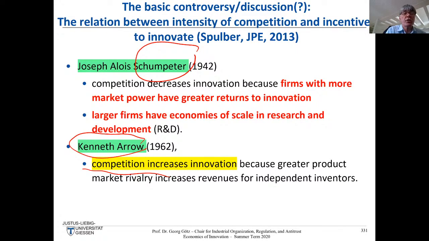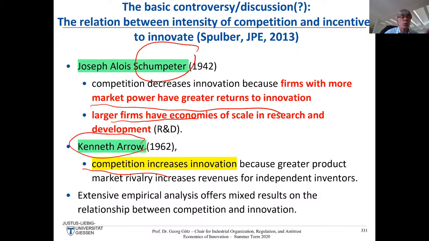Schumpeter is the argument that market power might be good because it gives you greater returns to innovation, and at the same time typically goes hand in hand with firm size, and larger firms have economies of scale in research and development. And so what we have is a huge discussion about what effect the intensity of competition has on the incentives to innovate.